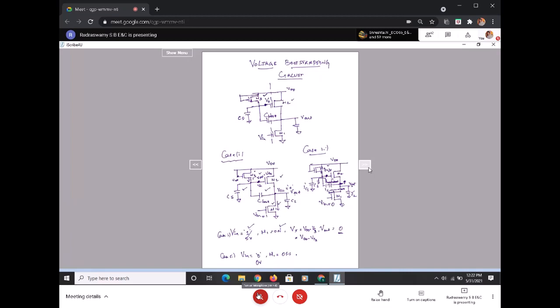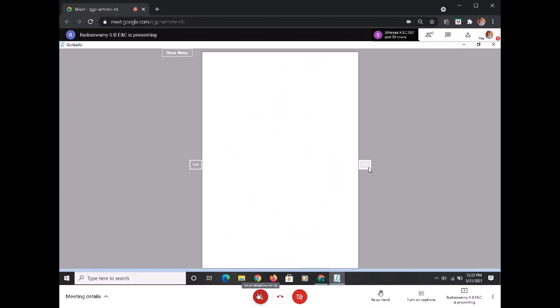So in other words, I can say in the next sheet that the current through C boot is equal to the current flowing through the CS. Can I or not? Yes or no? Yeah, so this is what really happens now.